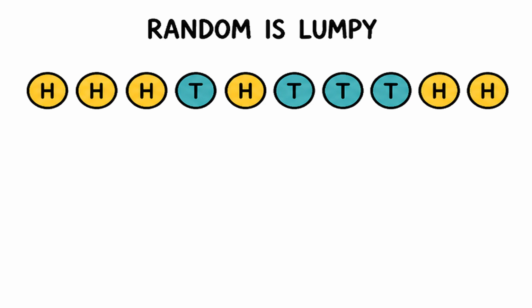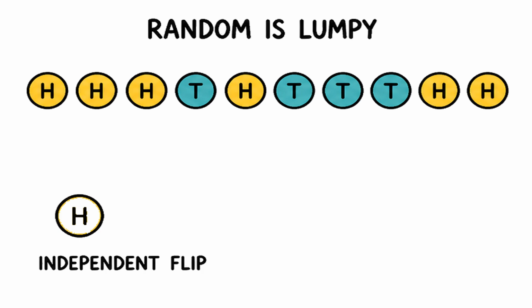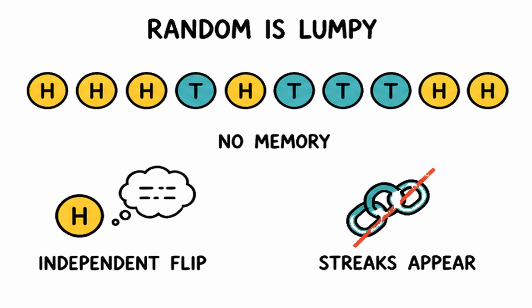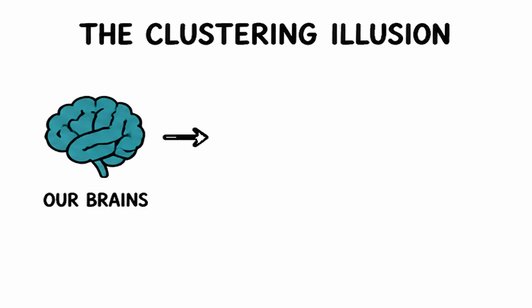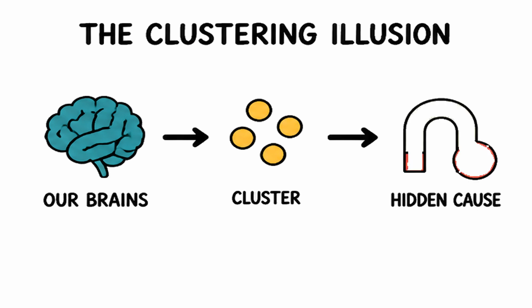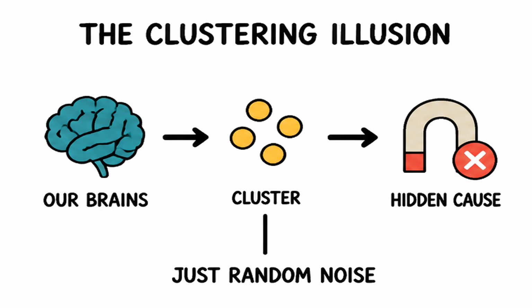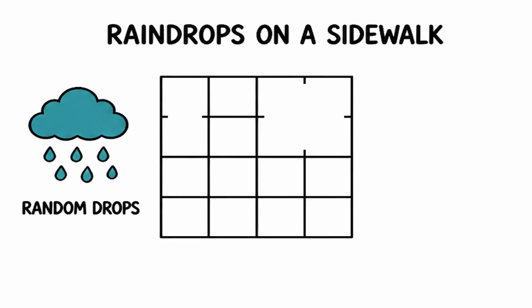True randomness is lumpy. It does not smooth itself out. If every flip is independent, the coin has no memory, and streaks appear naturally. This is called the clustering illusion. Our brains treat clusters as signals of a hidden cause, when clusters are just what random noise looks like up close. Imagine scattering raindrops on a sidewalk.